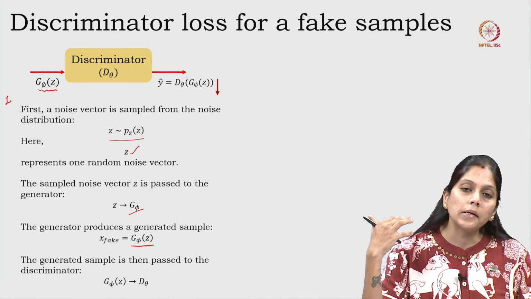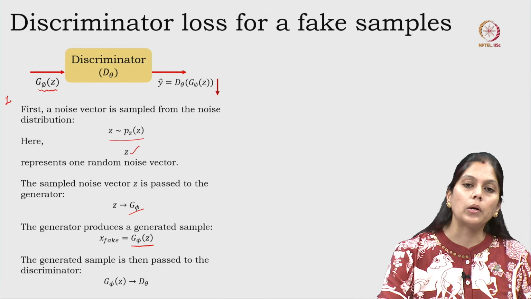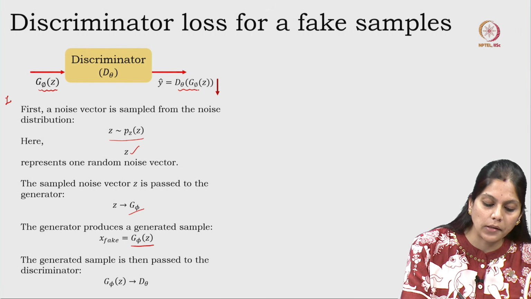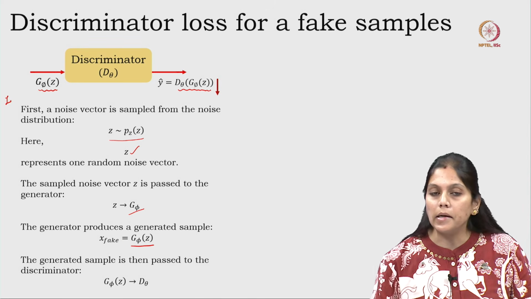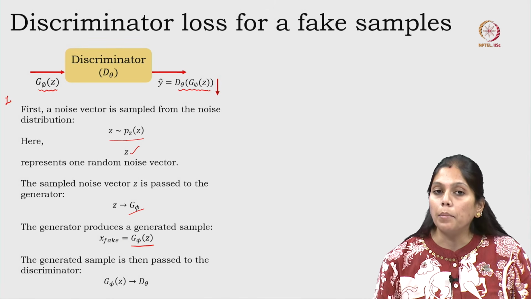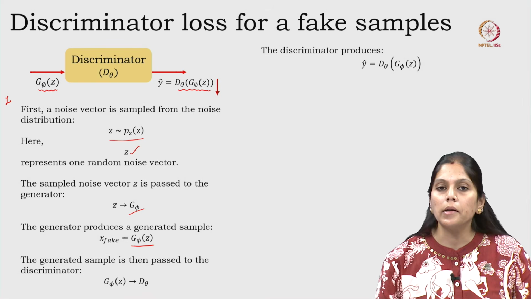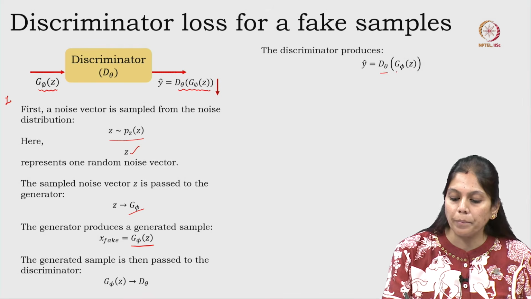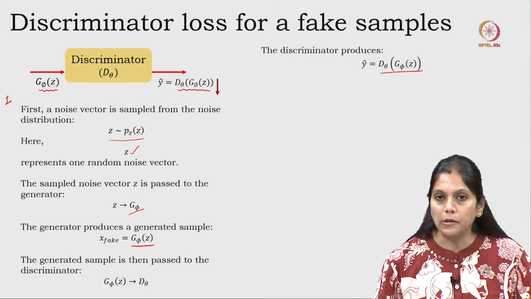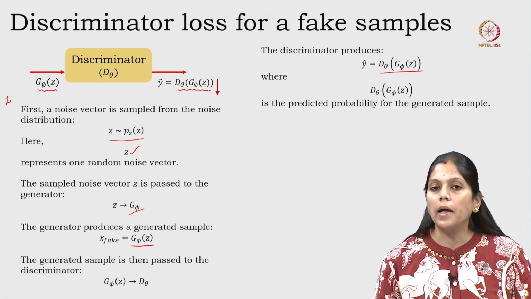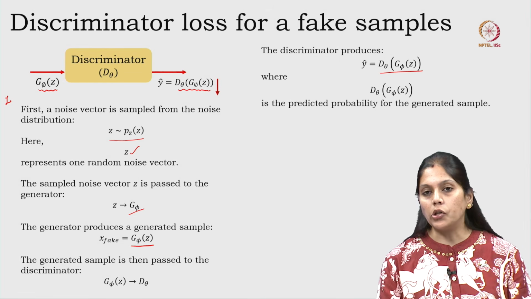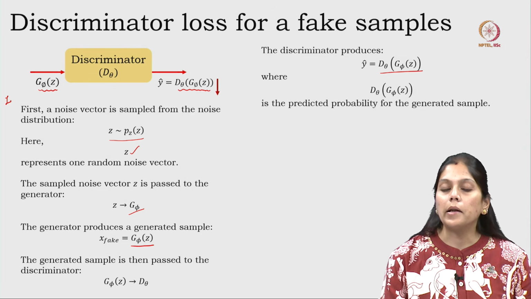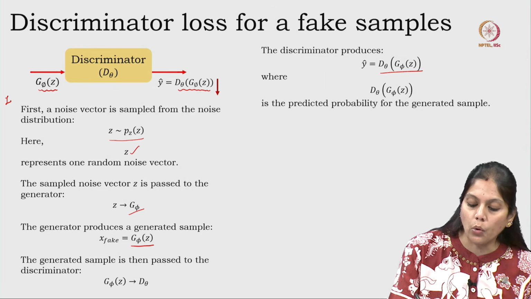When generated samples are passed to a discriminator, what does the discriminator have to produce? The discriminator has to give us this. What exactly is this? This is the predicted probability for the generated samples. So the discriminator produces this. Once again, recall, if it is a generated sample, we get y hat.